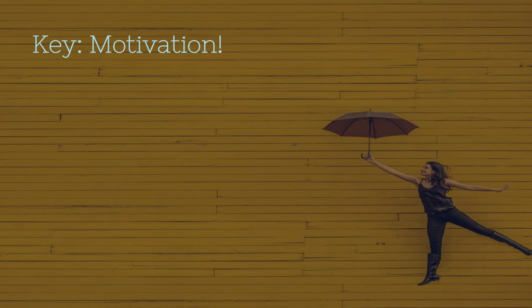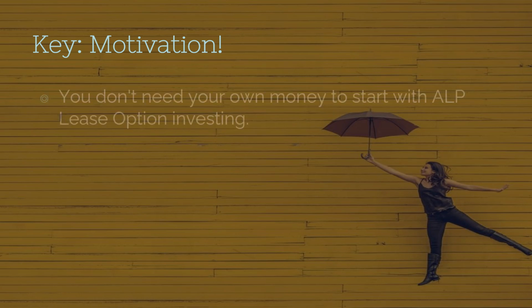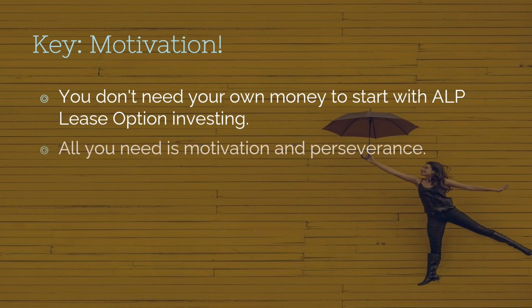Many people who begin with us in real estate investing believe that they need a lot of money and they get withdrawn because of that. The difference between the ALP lease option system or no money down investing system or any other creative investing system is that with the ALP system, you really don't need money to start with. With the ALP lease option investing system, all you need is motivation and perseverance.